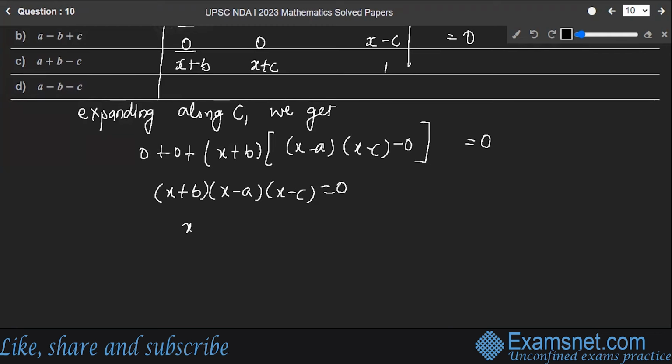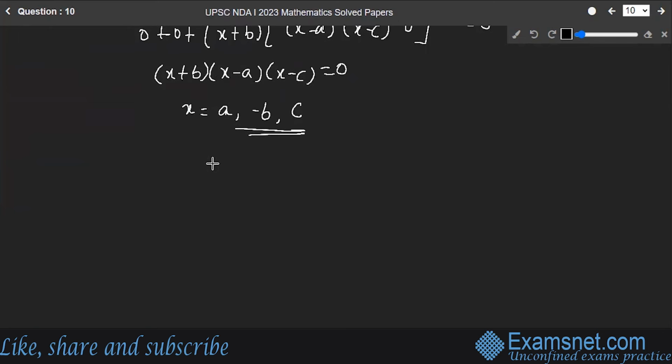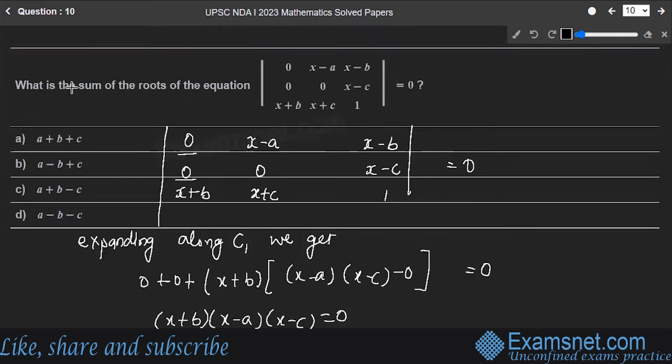So that means x can be equal to either a, or minus b, or c. Therefore, what you had to find out? Sum of the roots. So let's add them. This will be a minus b plus c. This is the sum of the roots. Let's check with the options. A minus b plus c is option B. Hope you understood this. Let's move to the next question then.